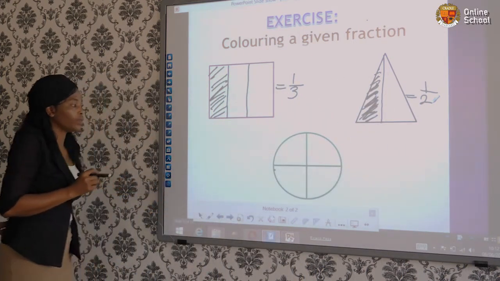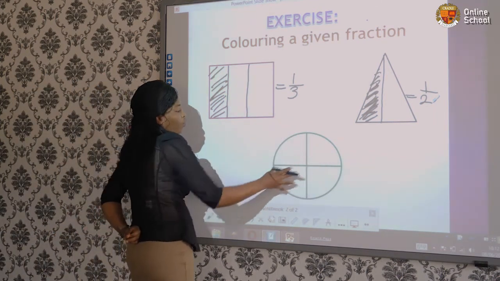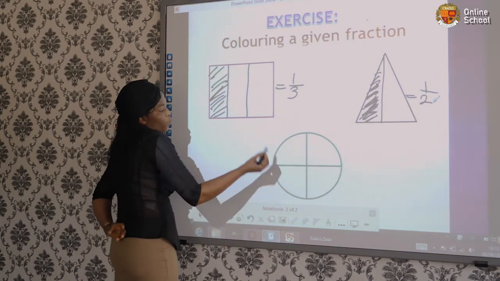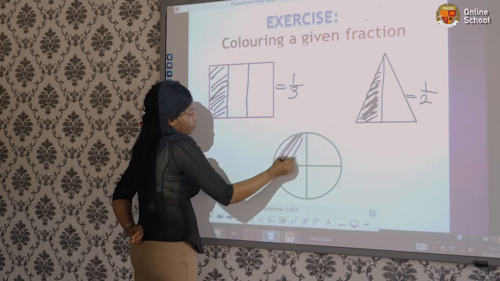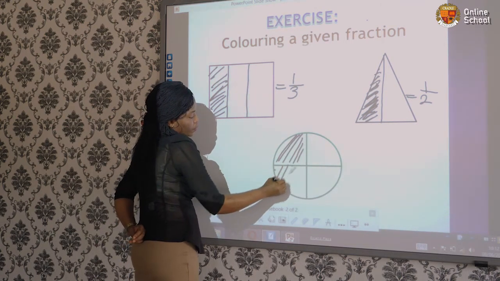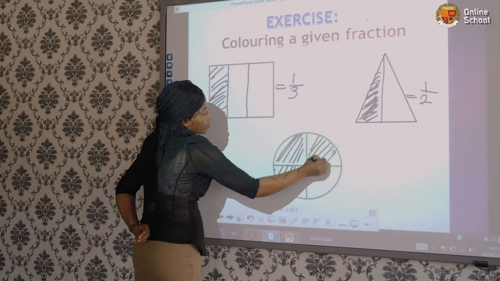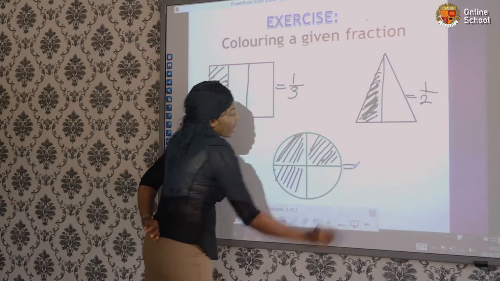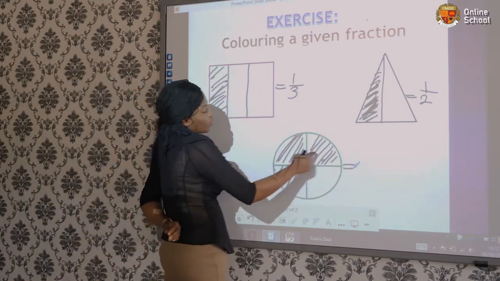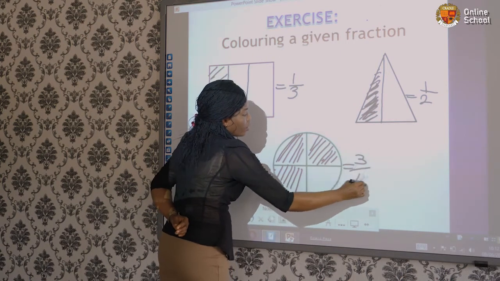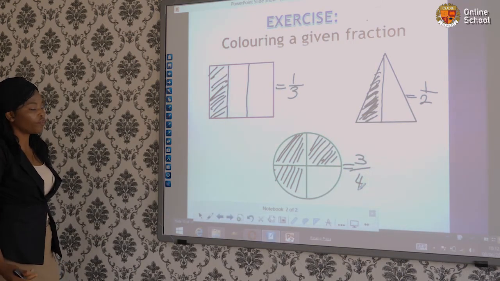I hope you're following. Okay, let's look at this circle. It has been divided into 4 parts. 1, 2, 3, 4. And we are going to shade 3 parts. The second part, then the third part. What fraction is the shaded parts of this circle? We have 1, 2, 3. 3 bar 4. 3 over 4. That is 3/4.